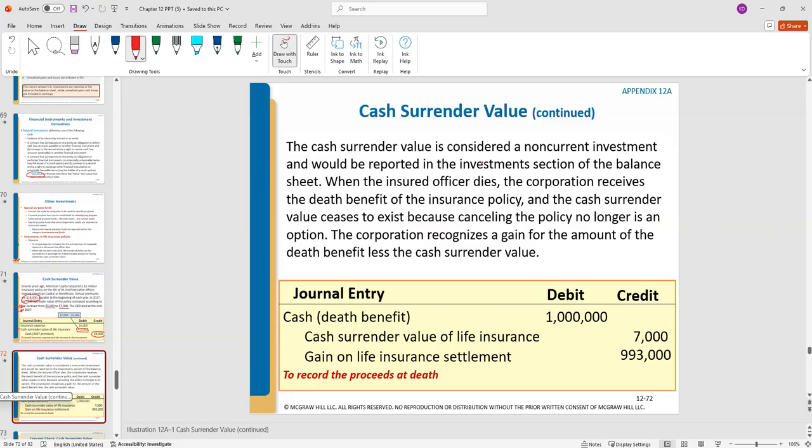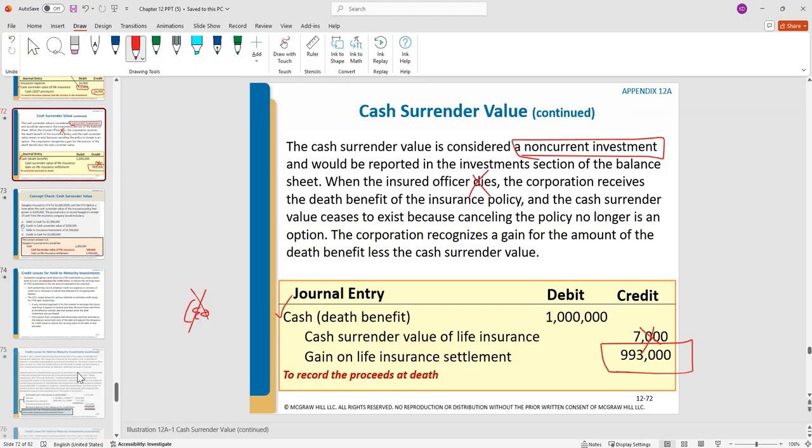They then said the cash surrender value is considered a non-current investment that would be reported in the investment section. When the insured officer dies, like Elon Musk dies, they receive the death benefit and the cash surrender value ceases to exist because the payout happened. Say that the CEO died. At that point in time, we get the $1 million of cash. We get rid of the cash surrender value. And the difference there will be a gain on the life insurance policy.